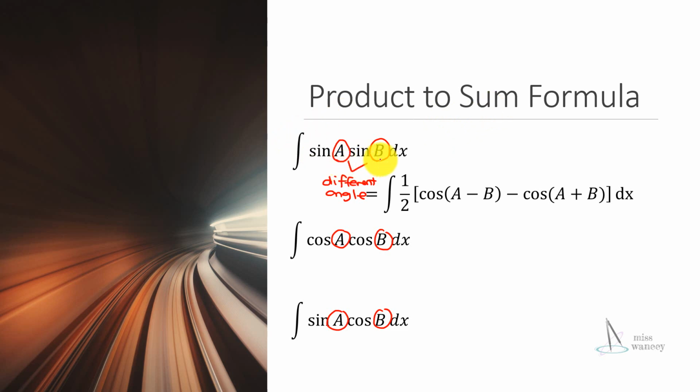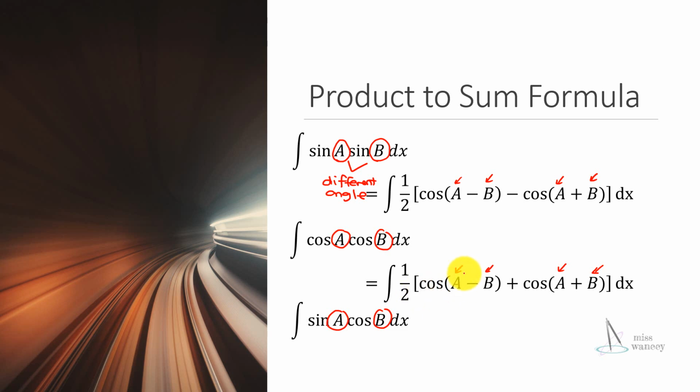So sine A and sine B, we are going to use the formula, so it will become half cos A minus B minus cos A plus B dx. And once you substitute the A and the B inside here, simplify a little bit, and then you can integrate them as usual. So if you have cos A and cos B, use this formula, and again substitute the value of A and B, and you can integrate them as usual.